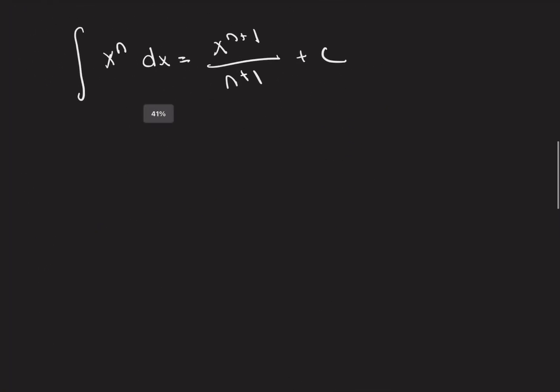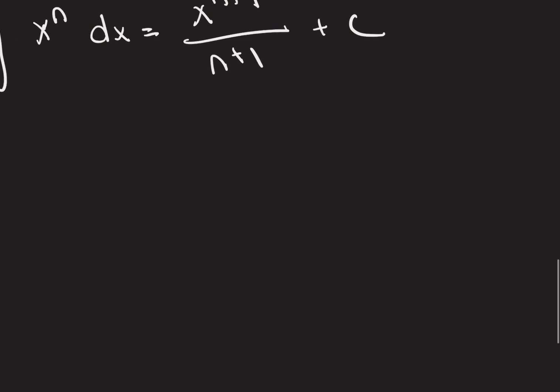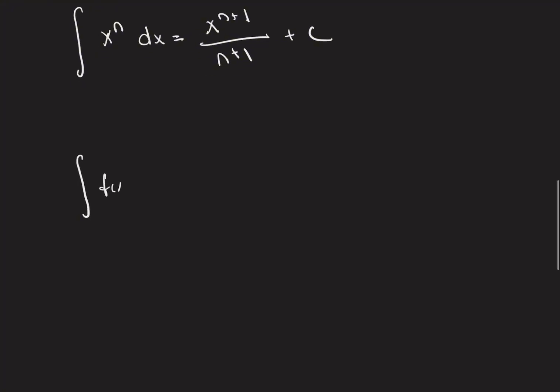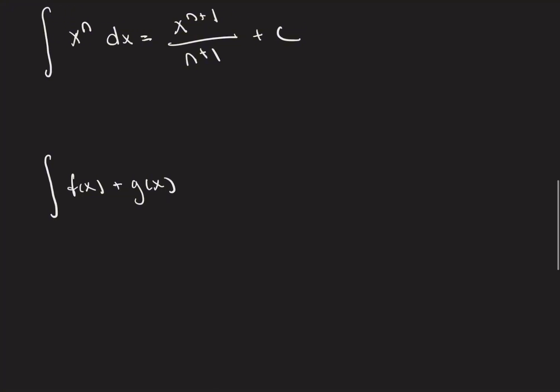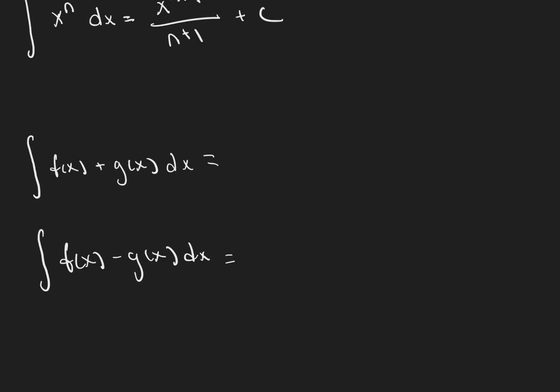So, the last one is the sum or difference rule, right? Where you have a function f of x that is being either added to another function, dx, or a function that is being subtracted. And the sum or difference rule basically just states that you take the integral of each function. So it'll be like this.